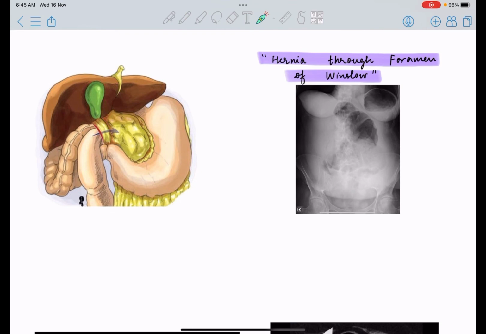The X-ray on the right hand side of the screen is suggestive of hernia through foramen of Winslow. We can see various things, like there is a stomach shadow or stomach bubble, and there are distended intestinal loops on the left side of the abdomen just below the stomach shadow, and there is paucity of gaseous shadows of intestine over here in this part of the abdomen.